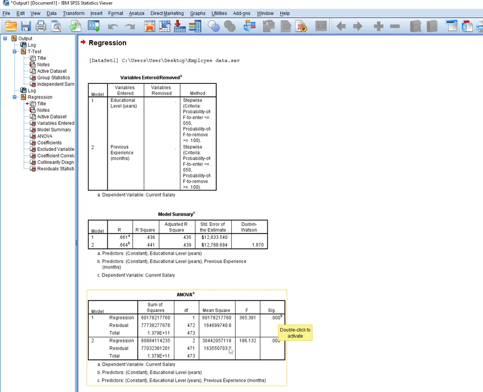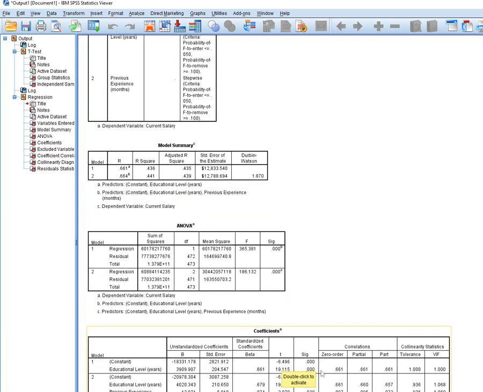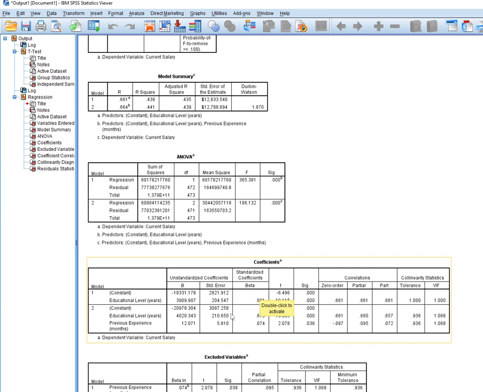So when I'm having both of them, that means I have both education and previous experience. And again, you can also tell from your degrees of freedom. Here I'm having degrees of freedom at 2, and here I'm having degrees of freedom at 1. So if you do the n minus k, you should be able to note that the second model has 2 independent variables.